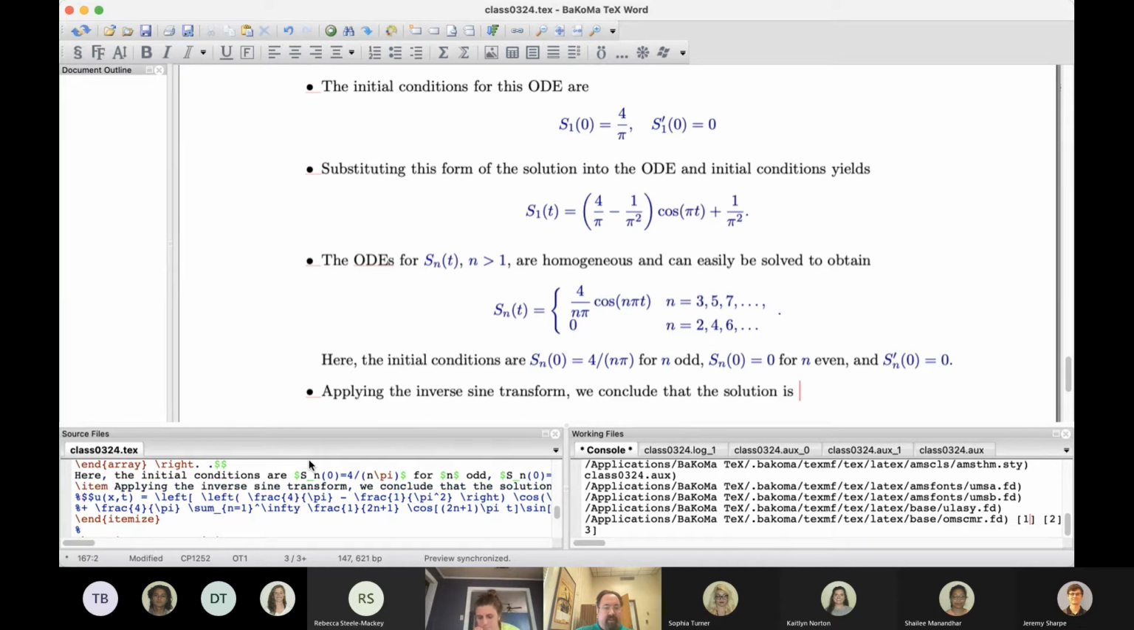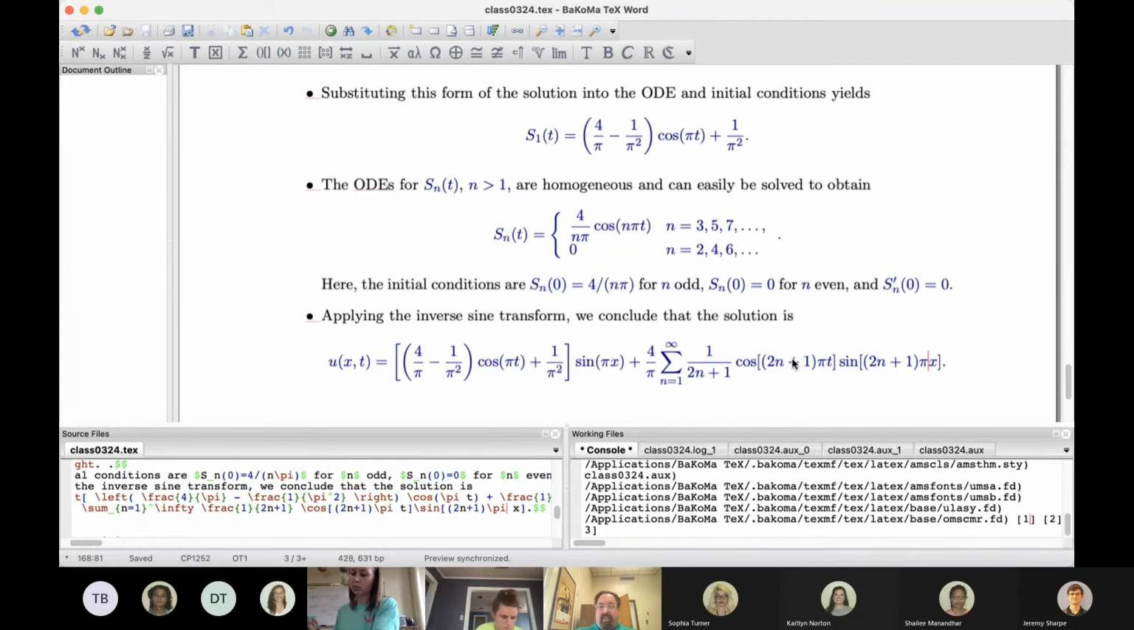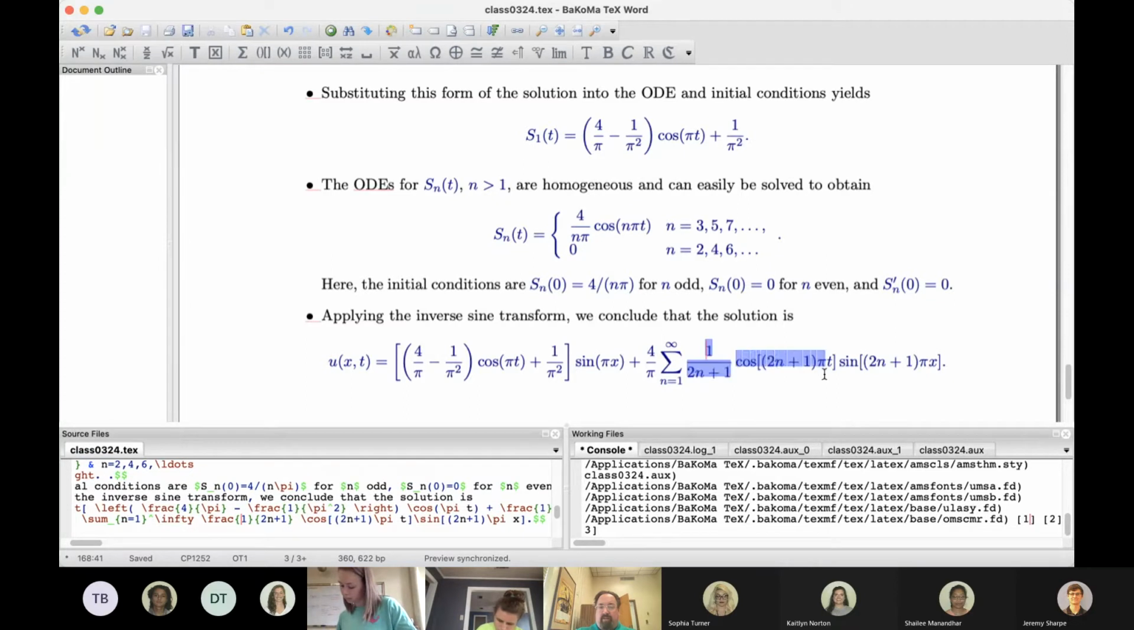So now I can take the inverse sine transform. I take S1 of t multiplied by sine pi x. That term is different from all the rest, so it's written separately. And then for all other odd integers, so n equals 3, 5, 7, etc., I have sine n pi x, where n is odd, and these values go here with a 4 over pi factored out. And that's the final answer.